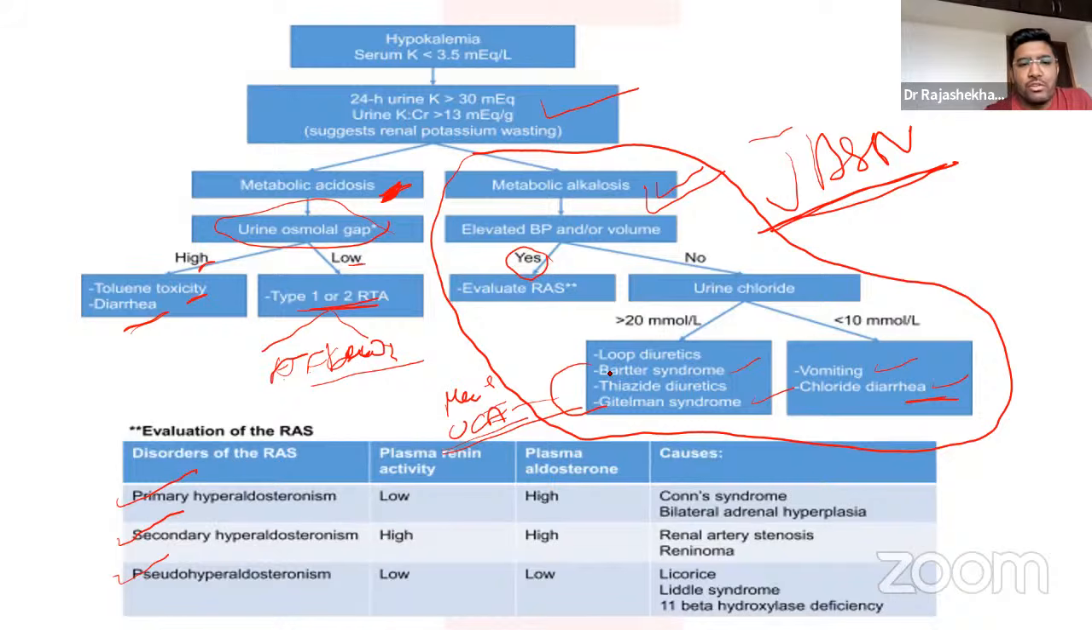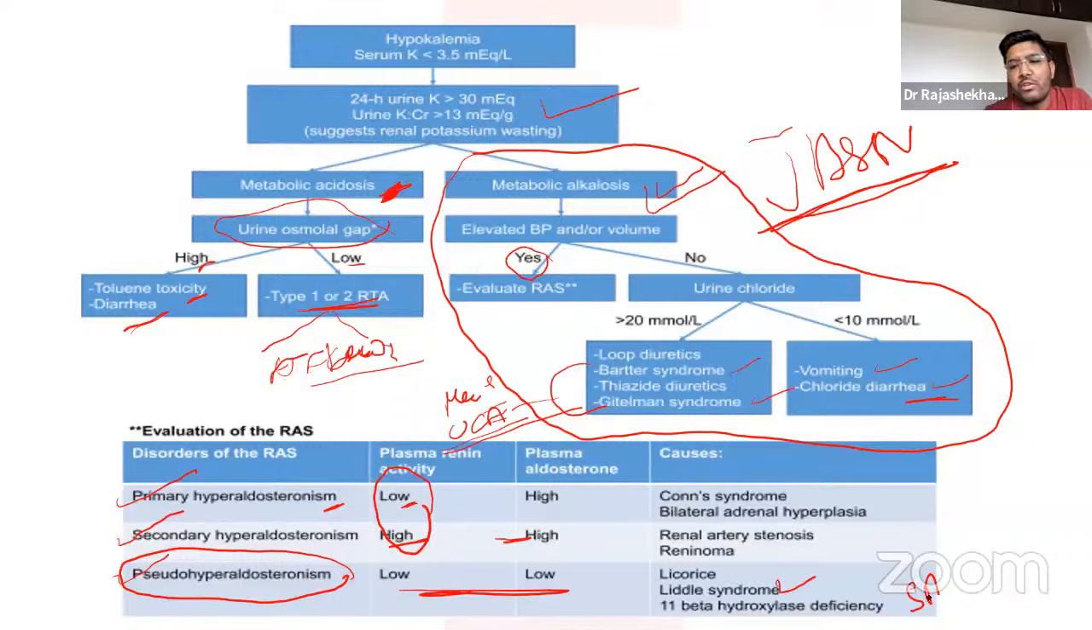In case of hyperaldosteronism, to differentiate between primary and secondary, you usually measure plasma renin activity. In primary hyperaldosteronism, plasma renin is usually low. In secondary hyperaldosteronism, both are high. If both are low, then it is called pseudo hyperaldosteronism. Then it is either Liddle syndrome, the syndrome of apparent mineralocorticoid excess, or it can be Cushing's, etc.